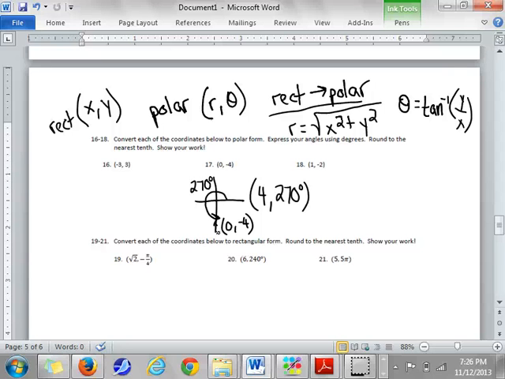How many questions are on the actual test? It's exactly like the practice test. I think there's 26 on the practice test, so there will be 26 on the actual test.